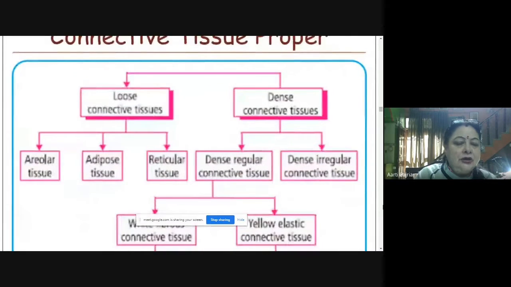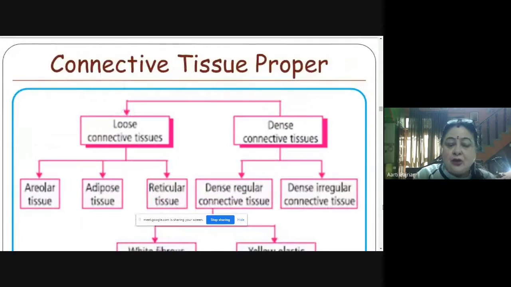Now, the connective tissue can also be divided into loose and dense. Loose and dense, as the name suggests, the cells are loosely arranged in loose connective tissue, and in dense, they are compactly arranged. So in loose, the areolar and adipose are the tissues which are loose connective tissue. And in dense connective tissue, there are two types, dense irregular and dense regular.